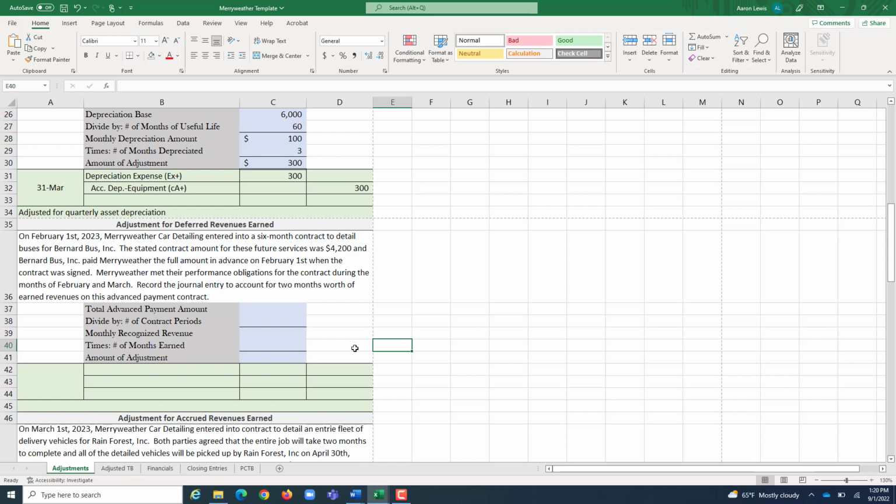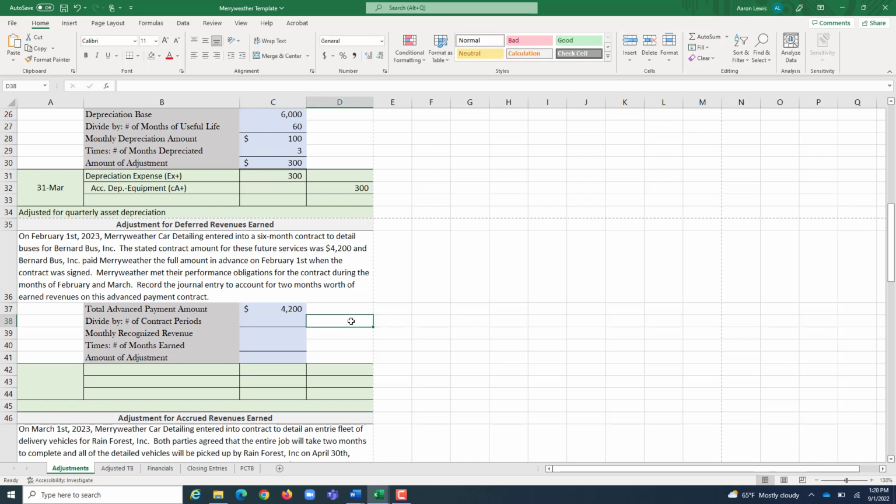The stated contract amount for these future services is $4,200, and Bernard Bus Incorporated is going to pay Merriweather this full amount in advance. So we're getting all the money before we provide even a single service. And they did so when we signed the contract on February 1st. The total advance payment, we have that for our calculations, is $4,200.